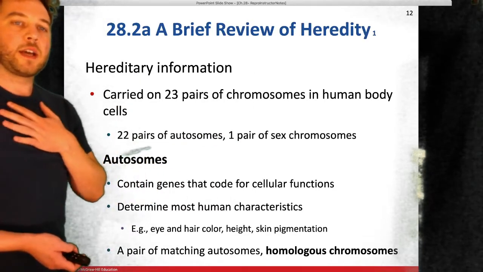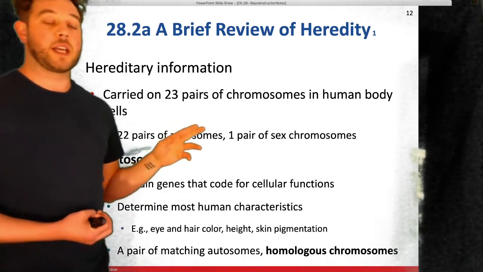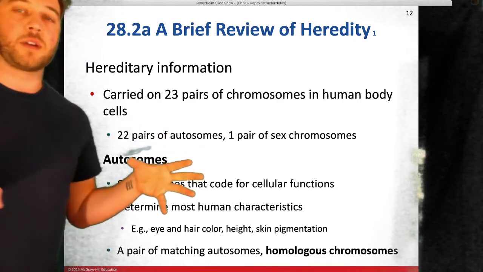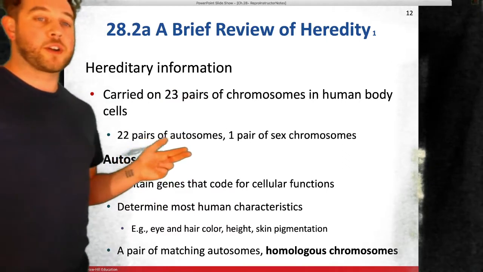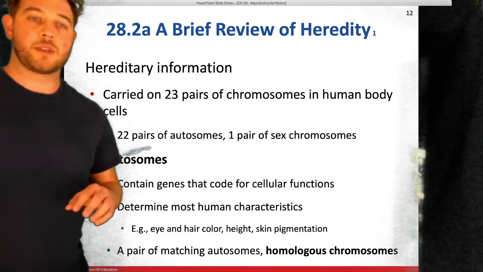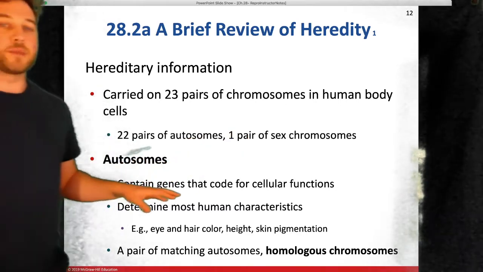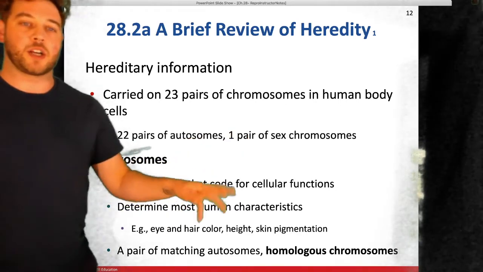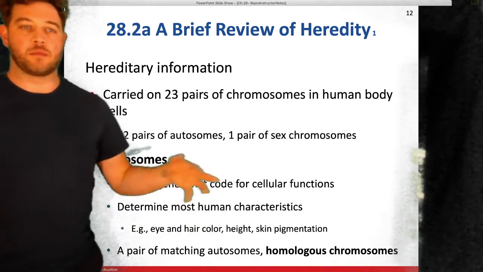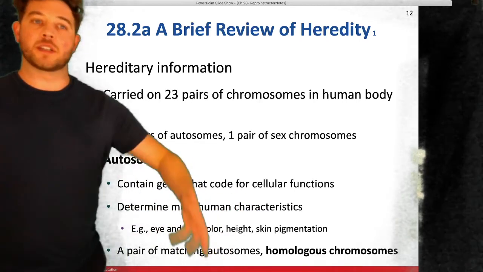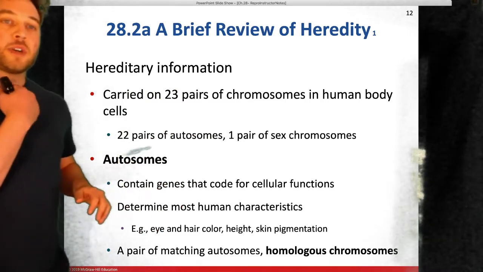The hereditary information, our DNA, is carried on these gametes. All of our body cells have our genetic material: 23 pairs of chromosomes in the human body cells, 22 pairs of autosomes, and 1 pair of sex chromosomes. The autosomes contain genes that code for your cellular functions and determine most of your characteristics: eye and hair color, height, skin pigmentation, musculature. They code for your immune system, everything. All those things are coded on your autosomal chromosomes.